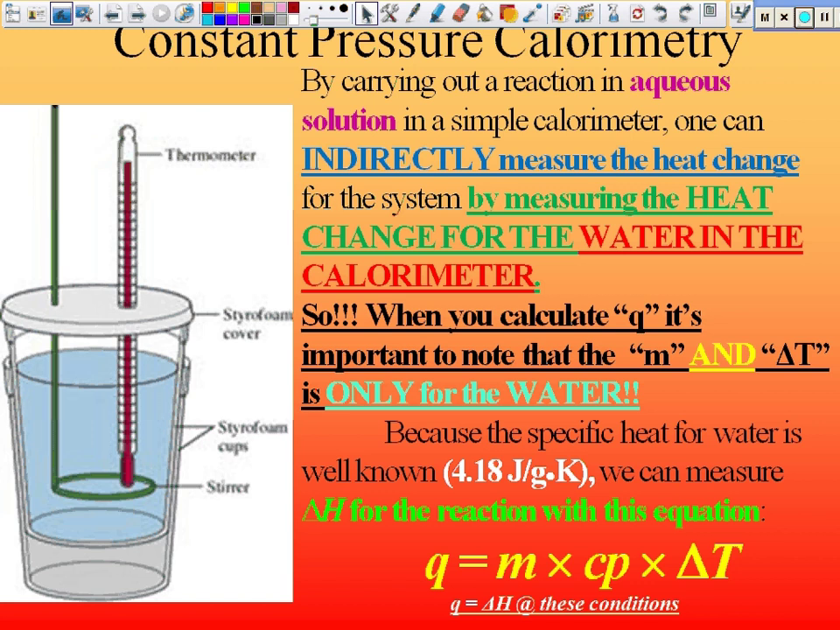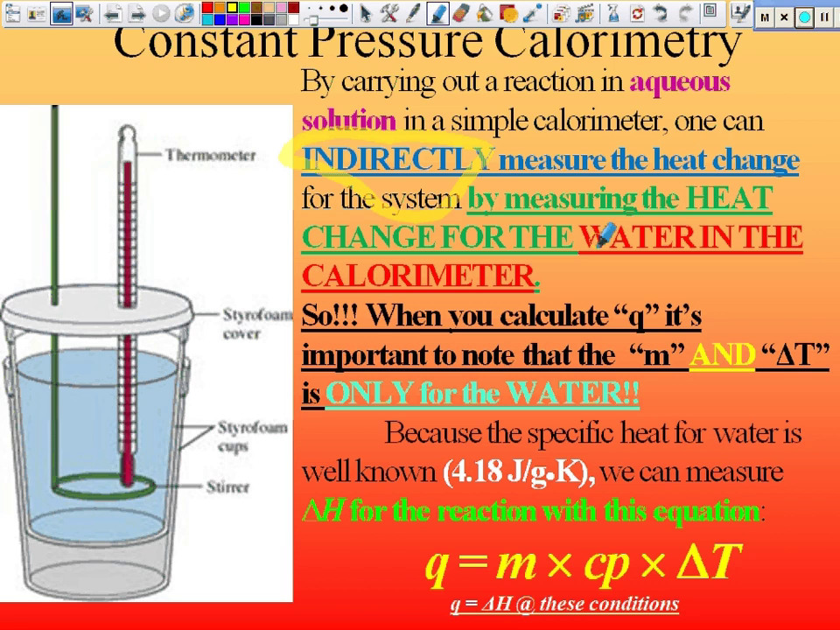Guys, these two words are very crucial. Indirectly and system. What is the system? It is the reaction itself. Can you put a thermometer on the reaction? No. So how do you measure the temperatures? That capitalized word: by indirectly measuring the heat change. And what source are we using to measure that heat exchange? The water. Okay? By measuring the heat change for the water in the calorimeter.